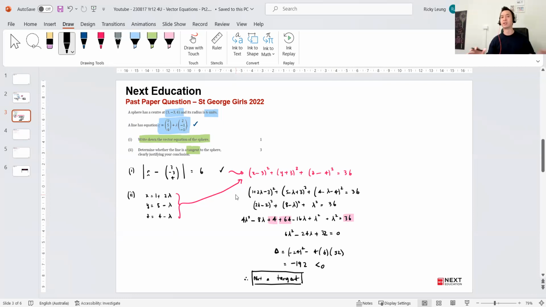How's that so far? The commonality between this question and the last one is that whenever there's a vector equation and a sphere, make the vector equation in terms of x, y, z, sub it into the Cartesian form, and solve the quadratic. In this case, not even solve, just determine that there is no solution, therefore not a tangent. So another one.